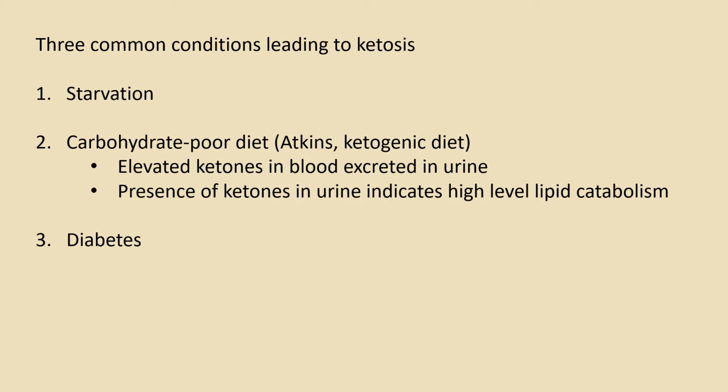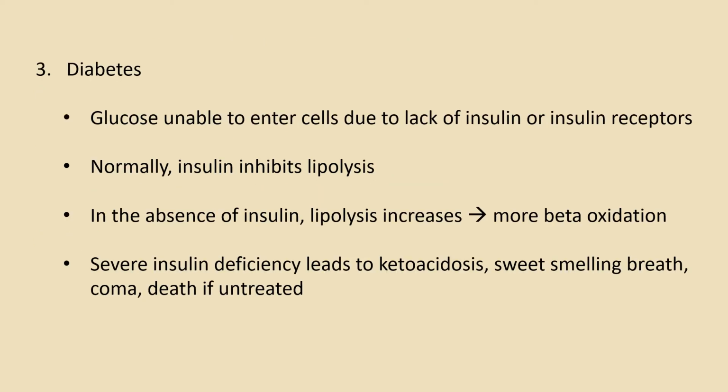And then the third condition that can lead to elevated blood ketones is diabetes. In the previous lecture, we talked about blood glucose homeostasis, and we didn't really talk about diabetes, but diabetes is a disorder that involves the body's inability to effectively regulate blood glucose. So there are different types of diabetes. There are 3 different types of diabetes: type 1, type 2, and gestational. And diabetes is the most common endocrine disorder by far.